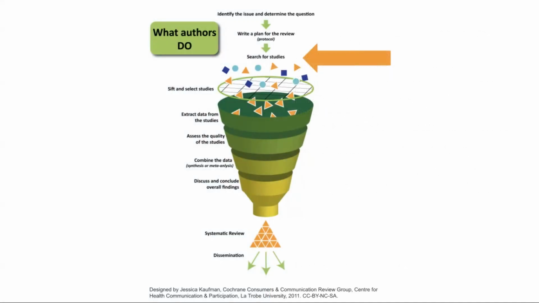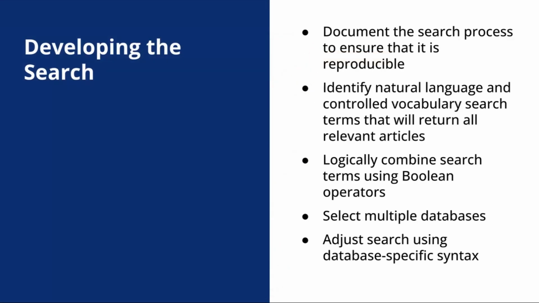This graphic shows where the search process falls within the entire systematic review methodology. The search would be performed after the team has written the protocol and before articles are evaluated and selected for inclusion. To minimize bias in the search process, the team will document the entire decision-making process related to the search to ensure that it can be described in the final paper and so that it's reproducible.